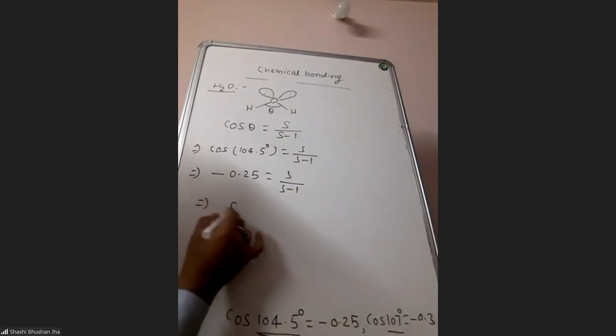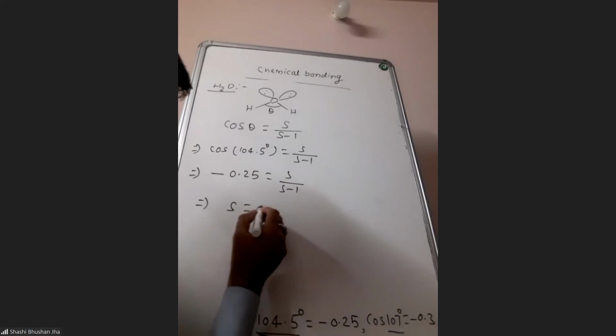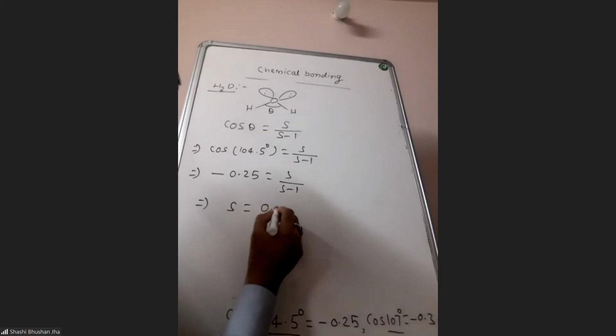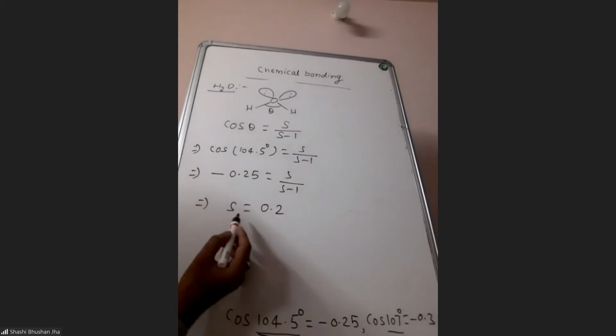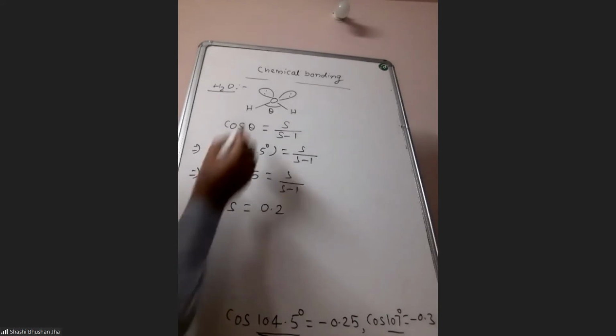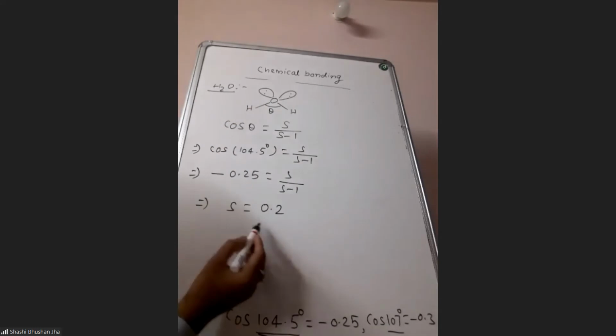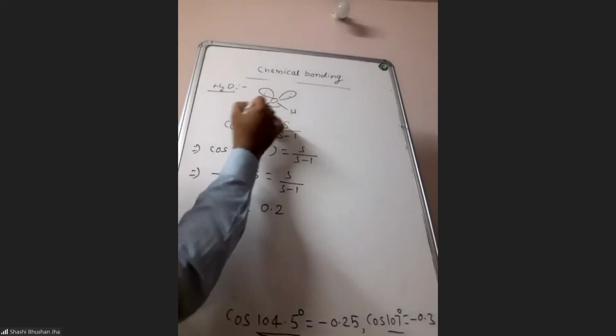What is the value of S? 0.2. Yes. So the value of S is 0.2. That means the fraction of S character in each oxygen hydrogen bond is 0.2.